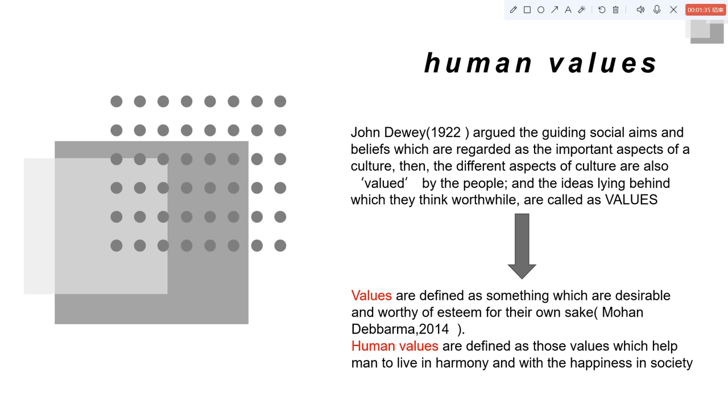So what I define as human values are those values which can help a person live in harmony and with happiness in society. I would say any abilities or personalities that help humans live better in society are called human values. So the definition of human values is very wide.